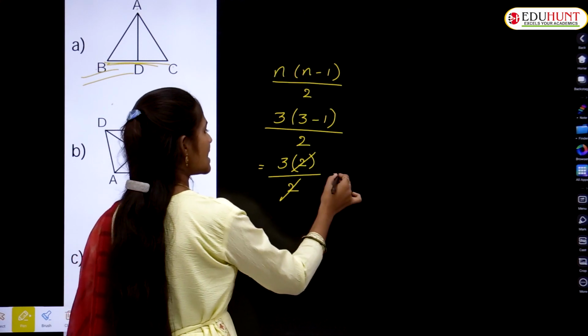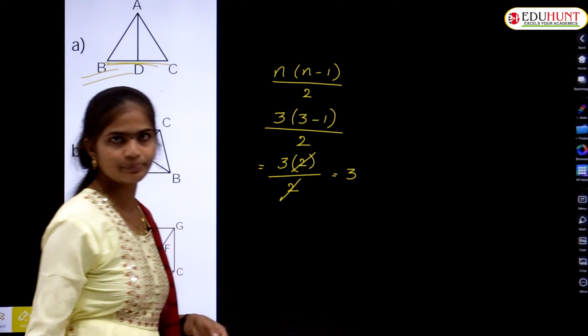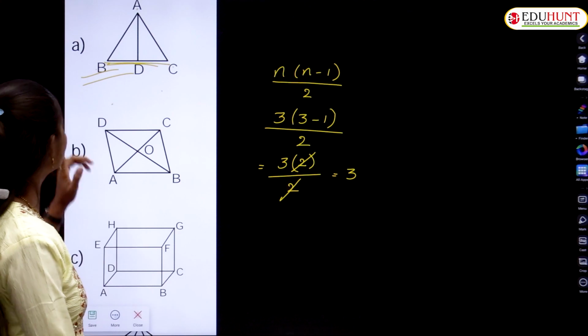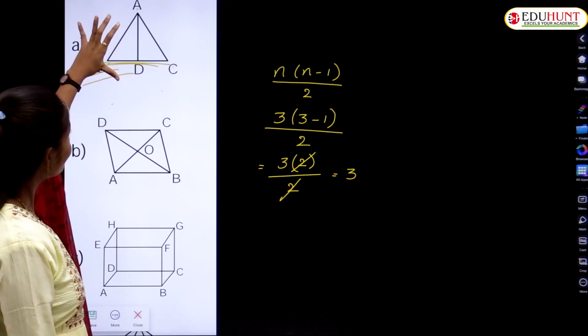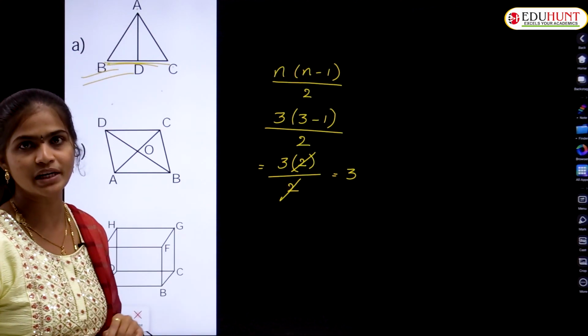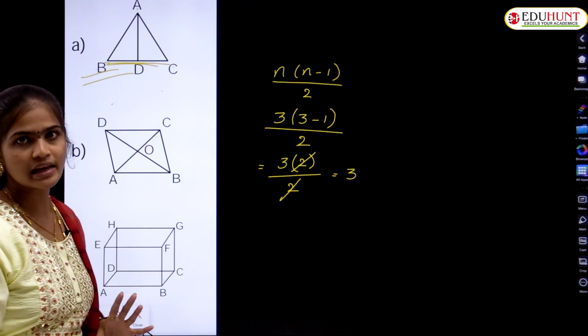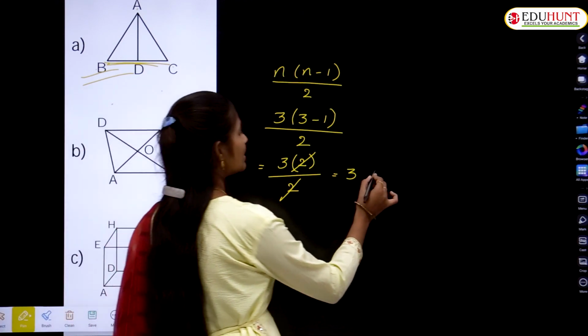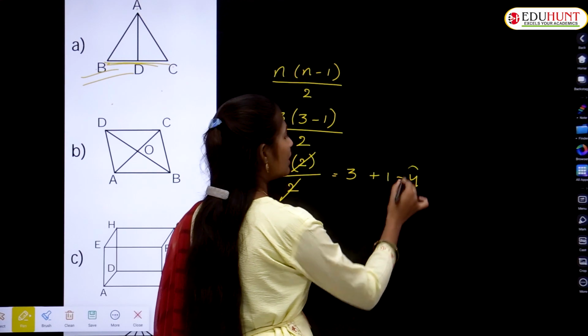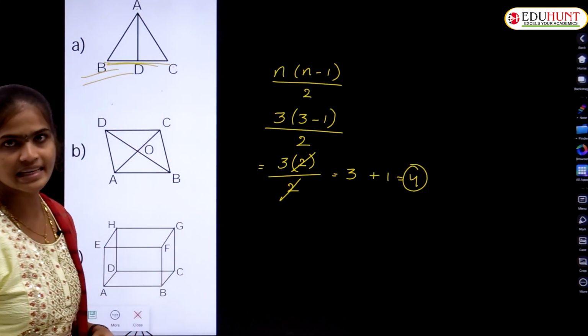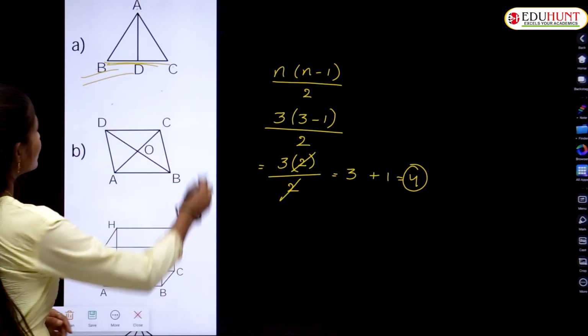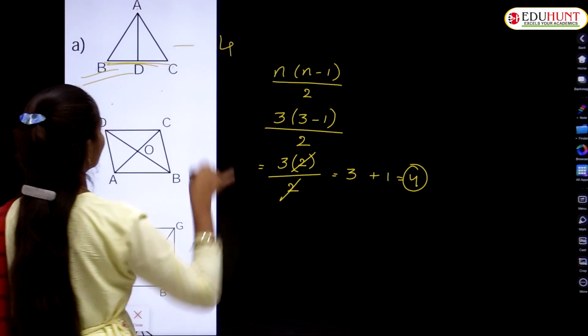So 2 and 2 get cancelled. We will get this one as 3. But here we have to see that not only 3 points, in the middle we have one more line segment. What is that? AD is one more line segment, no? So here 3 plus 1 is equal to 4, we have totally 4 line segments. Okay, so this figure has 4 line segments.